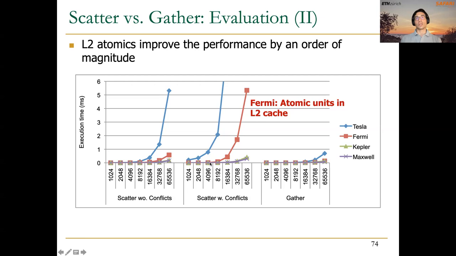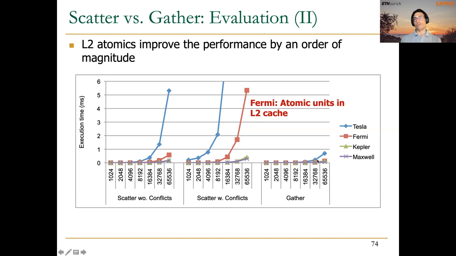Even in Fermi, where we already have atomic units in L2, execution time increases a lot when the number of conflicts starts increasing. Of course, this is much lower execution time than for the Tesla architecture, but it's still way higher than the execution time for the gather parallelization.